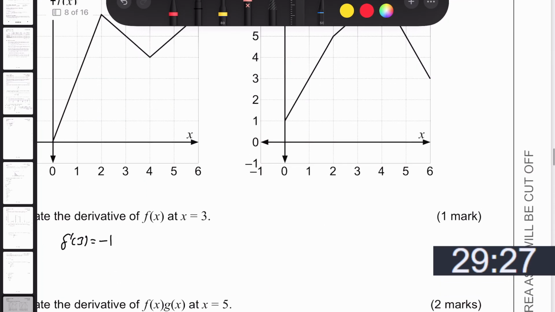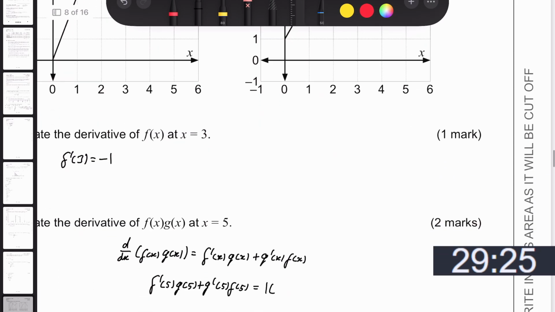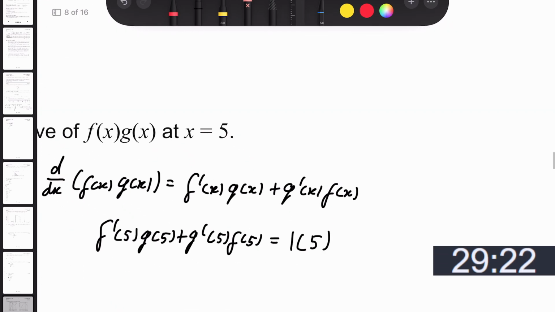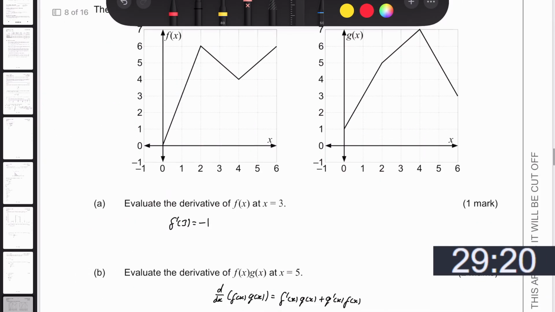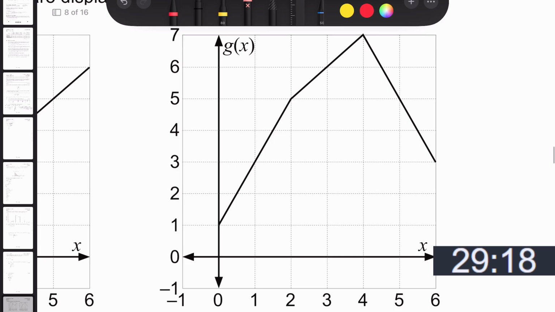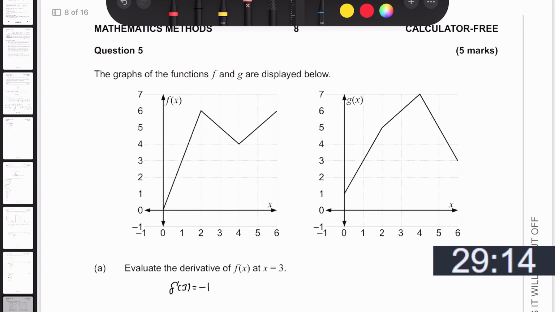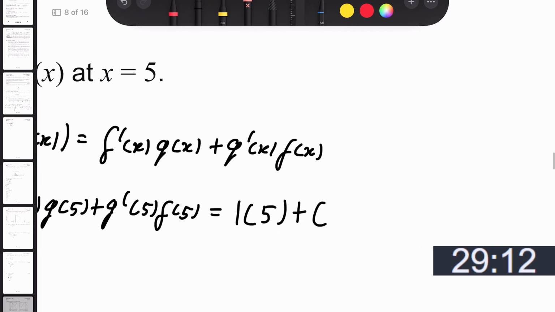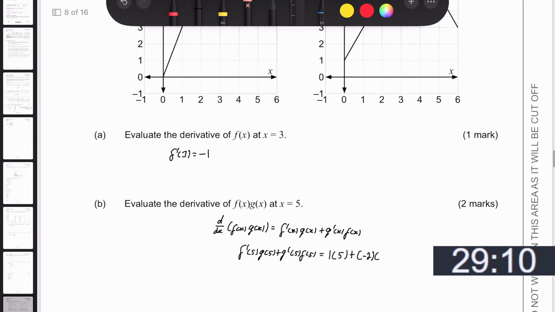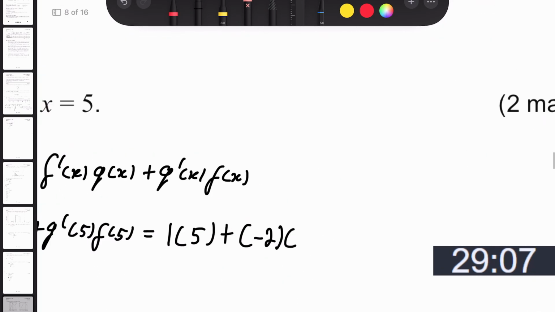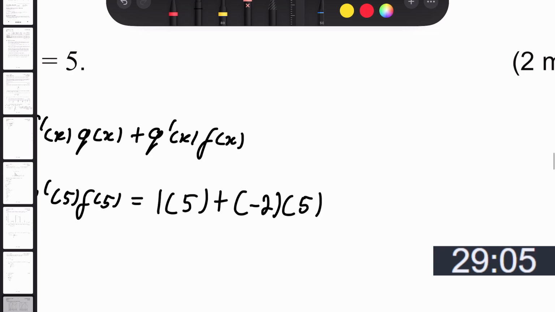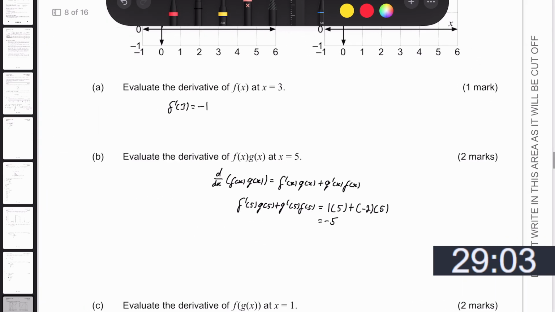1 times the g value at 5, which is 5, plus the derivative of g at 5, which is -2, and then the value of f at 5 is 5. So it's going to be 5 minus 10, so -5.